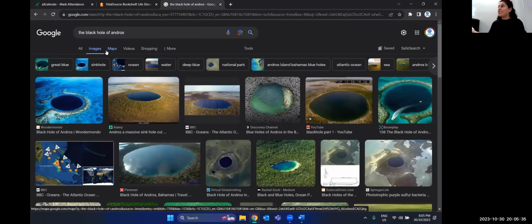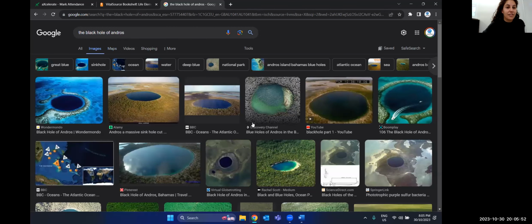So it's unexplored. It means that not many people go there. You can see it's just nature. It's not houses and buildings and cars and pollution, so it's unexplored. So this is the first one, the black hole of Andros. So this looks beautiful.